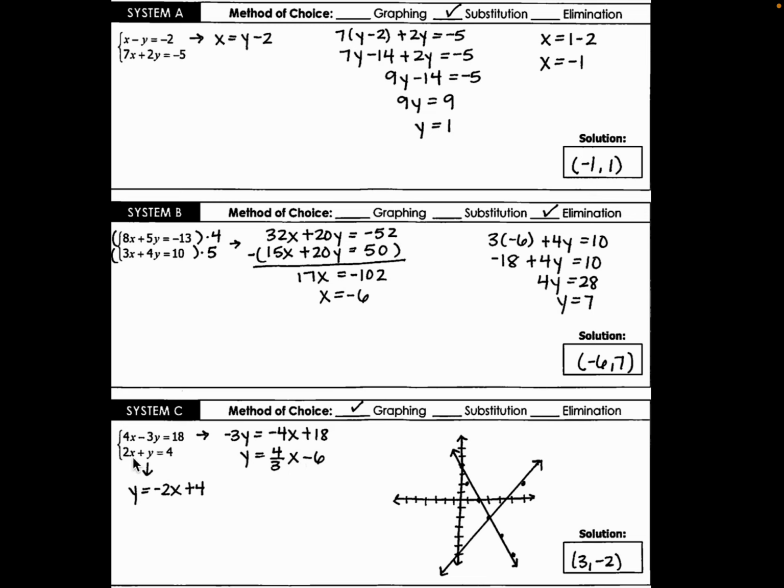For this second equation, all we need to do to get the y by itself on this one is to move this 2x to the other side. It becomes a negative. And yes, there's still a 1 in front of this y. We don't have to divide everything by 1. It's not going to change anything. We graph both of these equations. I'm not going to go over that to save time, but we can graph both of those equations by hand or in Desmos, and we end up with a solution of 3, negative 2.